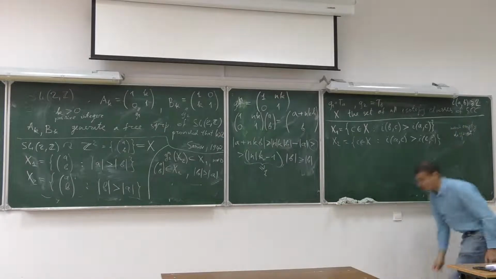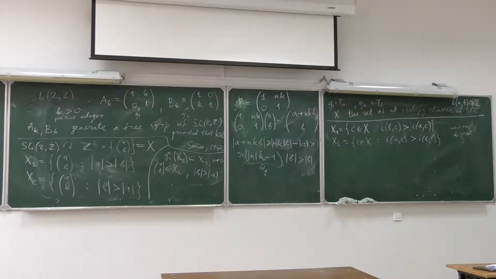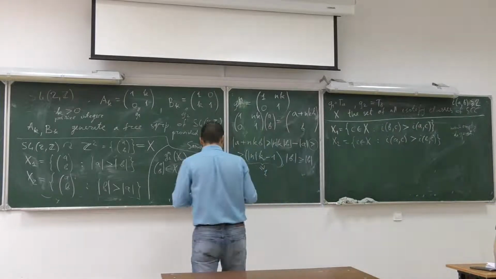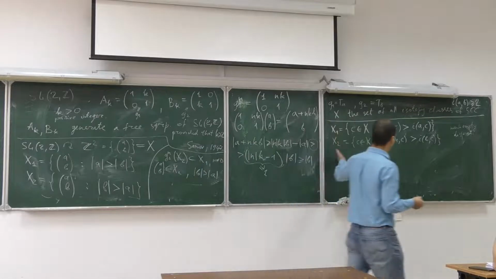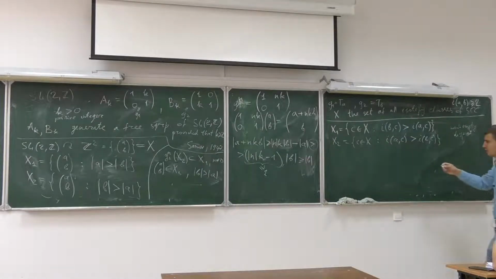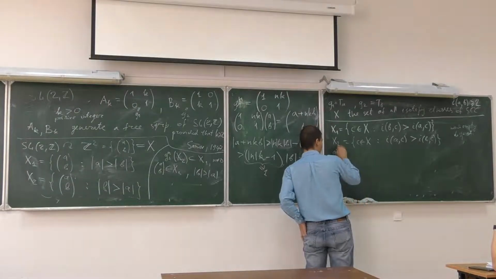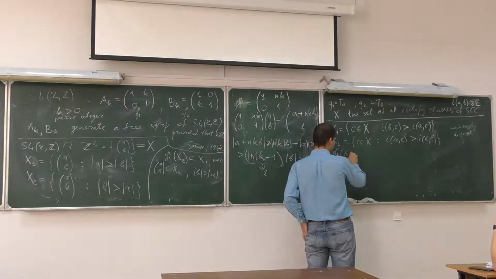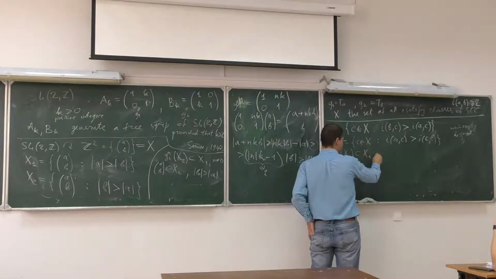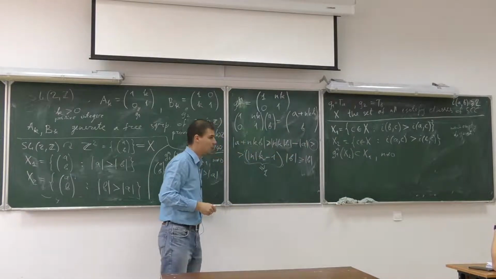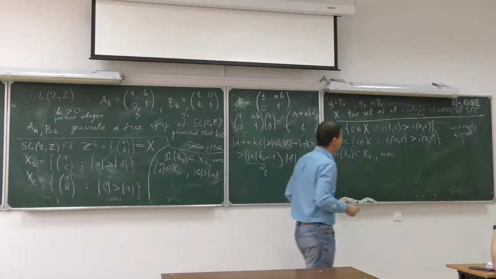So they are definitely non-empty. Now we would like to prove the condition in the ping-pong lemma. Again, we need to prove only the first inclusion, so we would like to prove that g1 to the power n of X2 gets into X1 provided that n is non-zero, and the second inclusion is completely similar. So let us prove this.